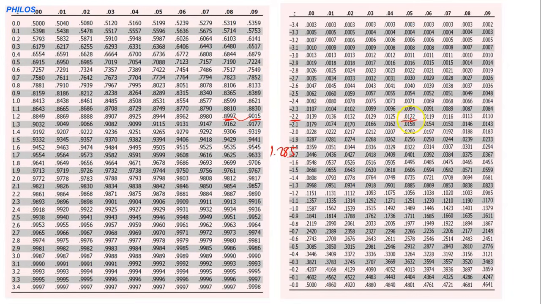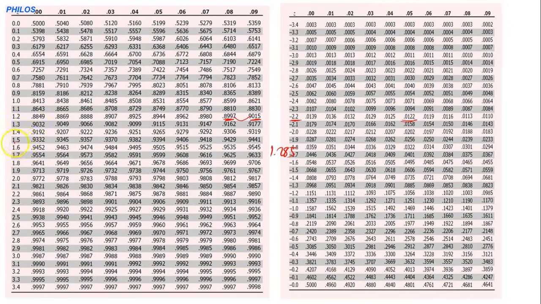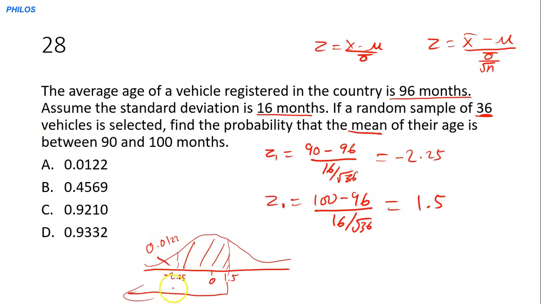So the answer will be 0.0122. So the area to the left of this is 0.0122. Then we also find the area to the left of 1.5. So we have 1.5 here, 1.50. The answer is 0.9332. So to get the area between them, you say area to the left of 1.5, which is 0.9332, minus the area to the left of negative 2.25, which is 0.0122.